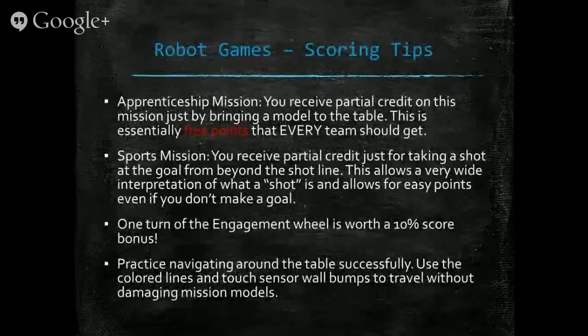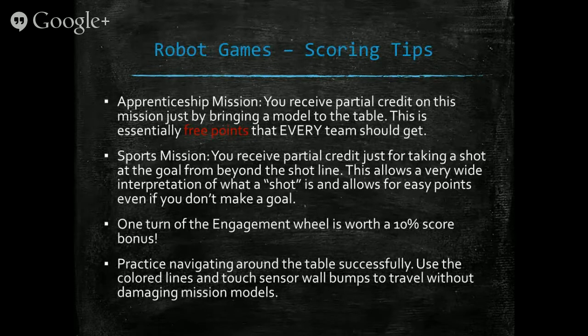Some easy scoring tips and some other things to keep in mind. The apprenticeship mission is very unique in that it's basically free points. Remember, like I said, on the apprenticeship mission, you have to build your own Lego model and bring it to the table with you and put those Lego figures on it. You get partial credit for this mission just by bringing your model to the table.